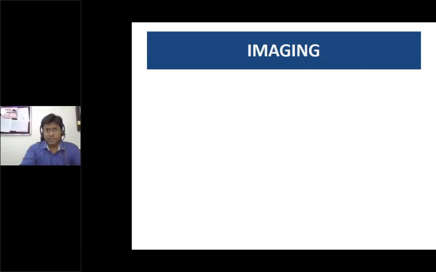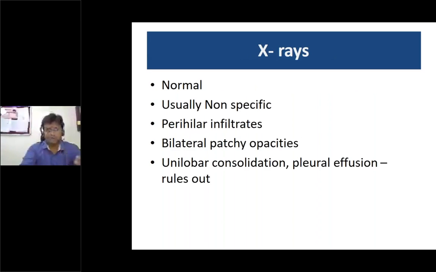Coming to imaging, imaging is an essential part of COVID-19 management. Normally, the X-rays are non-specific. They may look normal. They may have variable infiltrates. They may have bilateral patchy opacities. Lobar consolidation and pleural effusion, however, are not classical of COVID-19. And whenever it is present, it rules out COVID-19.